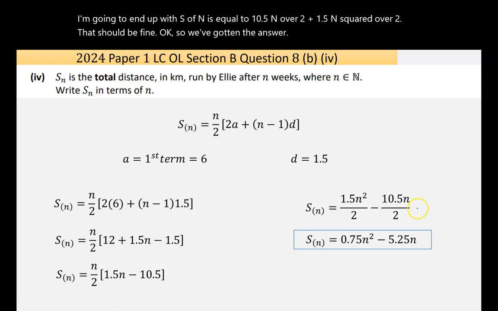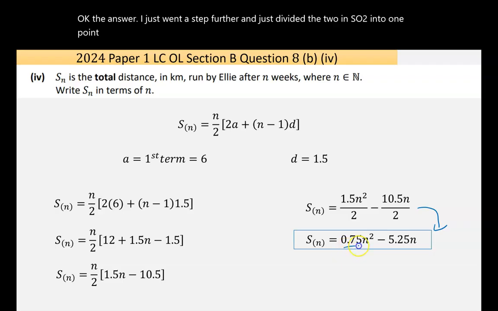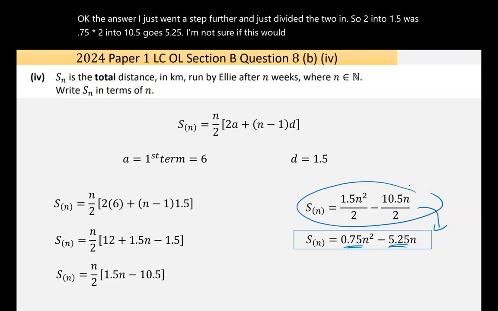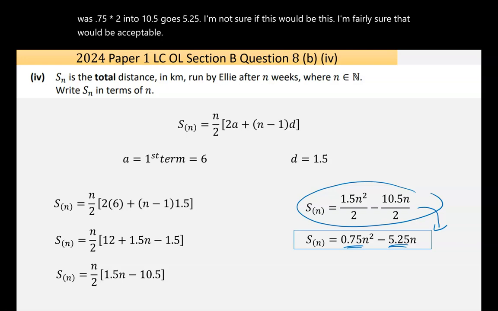Okay, in the answer I just went a step further and divided the 2 in. So 2 into 1.5 goes 0.75 times. 2 into 10.5 goes 5.25. I'm fairly sure that would be acceptable. Yeah, fairly sure that'd be acceptable.